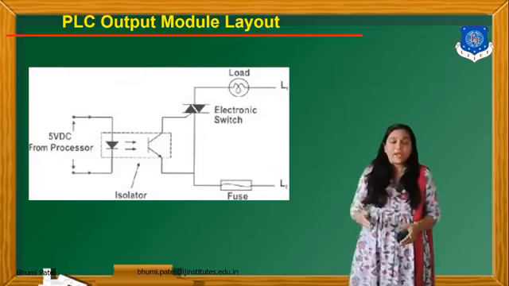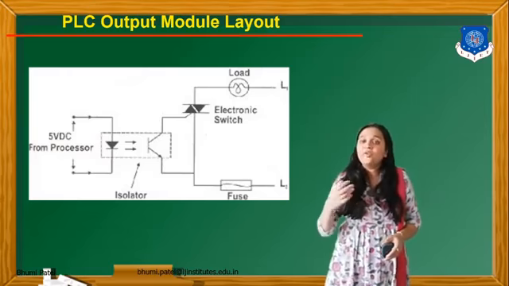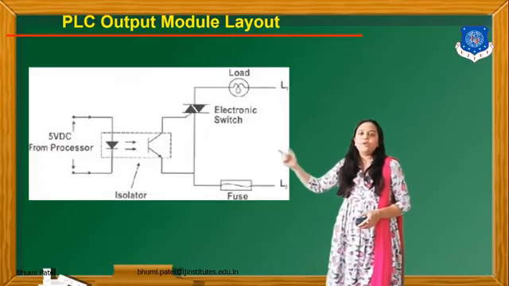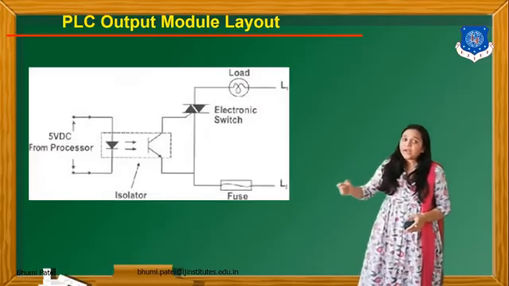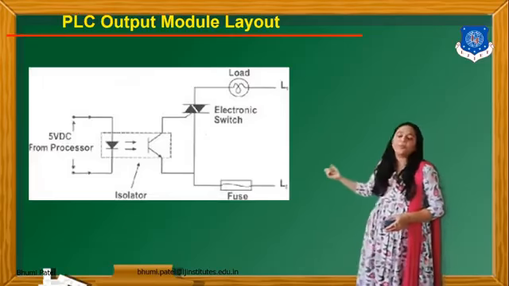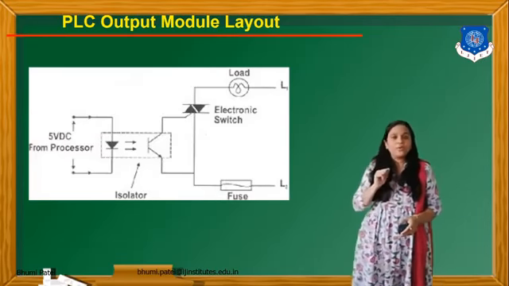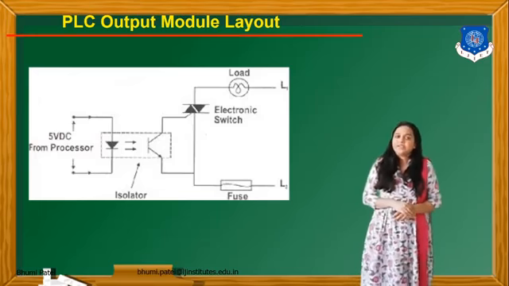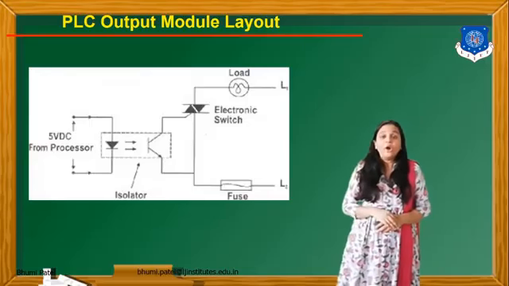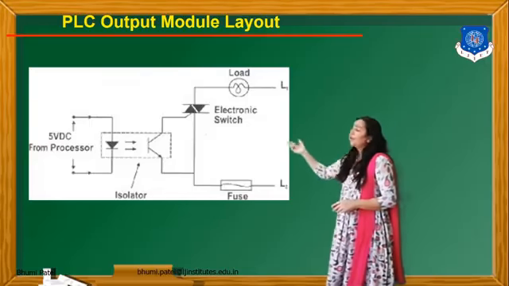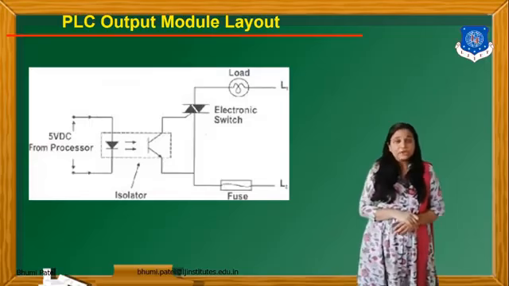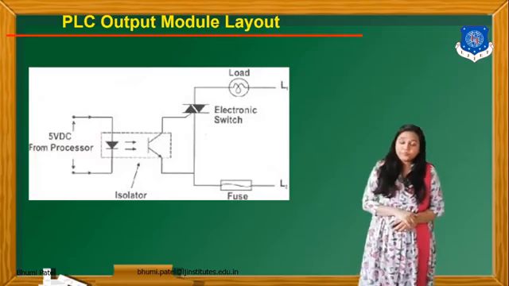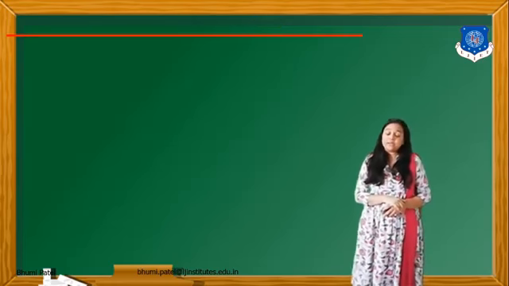Now at what time will the output module be on? The code that is generated by the input module layout will be perfectly matched to the input of the output module. If both the module codes are matched, at that time the output module will be on. Otherwise the output module will be off, because the input of the output module is the digital signal. So when both codes perfectly match, the output module will be on. Okay, so this is all about the PLC output module.